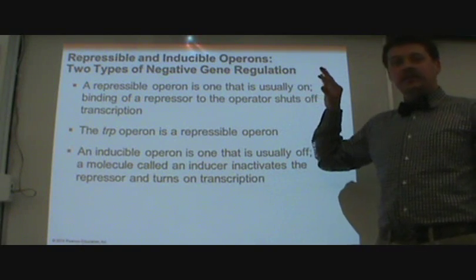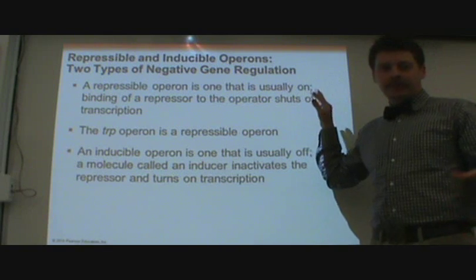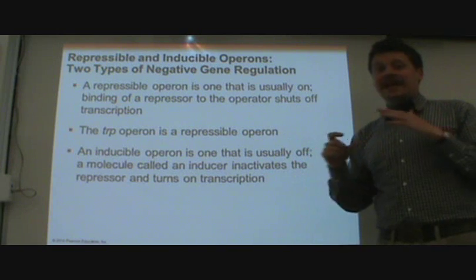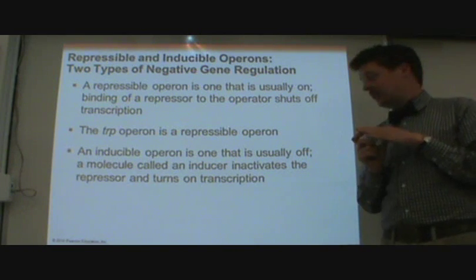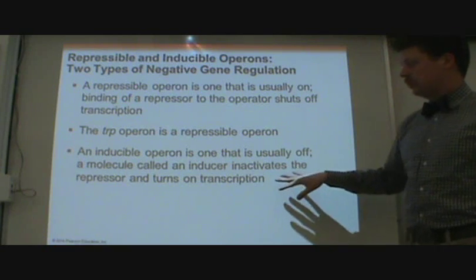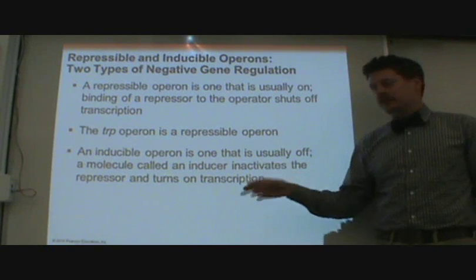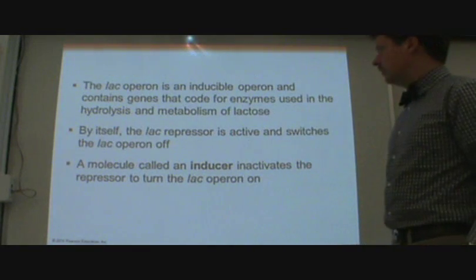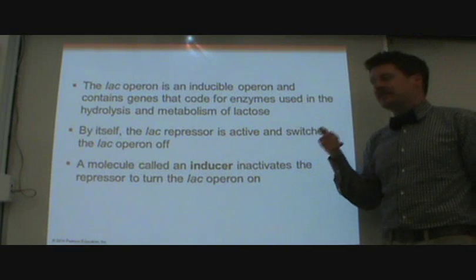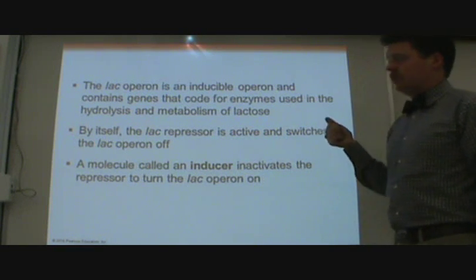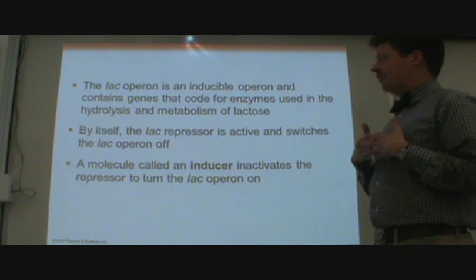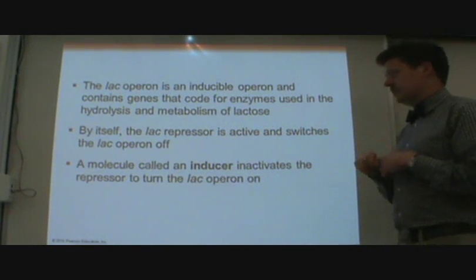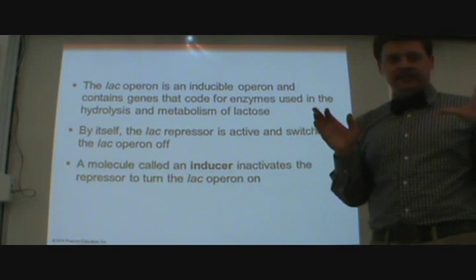So in the case of the trp operon, we saw that there was a molecule, tryptophan, that was activating that repressor. And in this case, we're going to see that you have another molecule called an inducer that's going to inactivate the repressor. Okay, so one example of that is the lac operon, which makes enzymes that help us break down lactose. That lac repressor is just going to be active by itself. It's always active by itself, right?